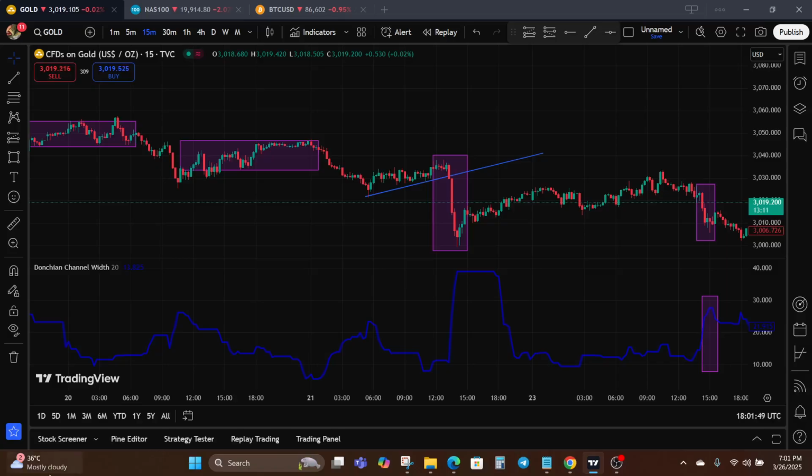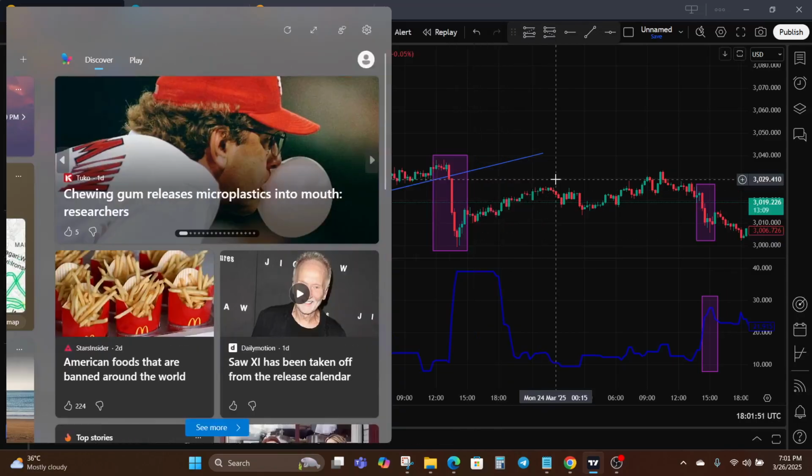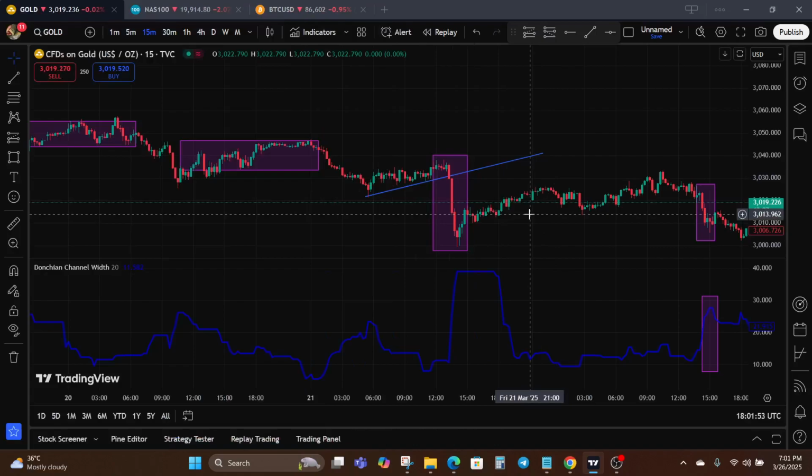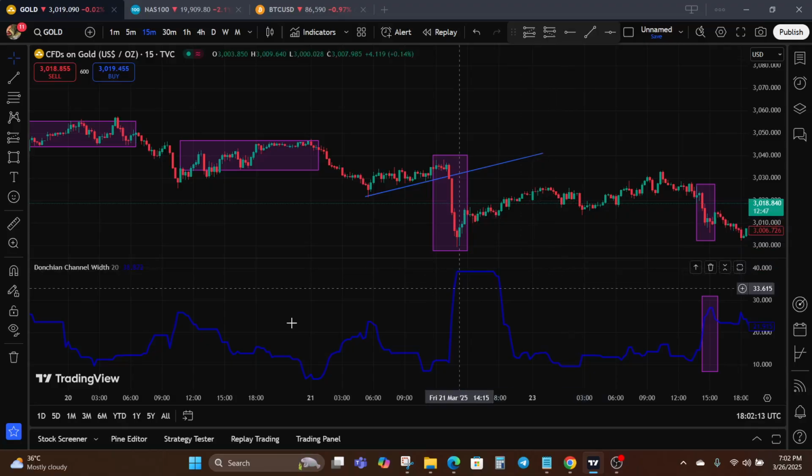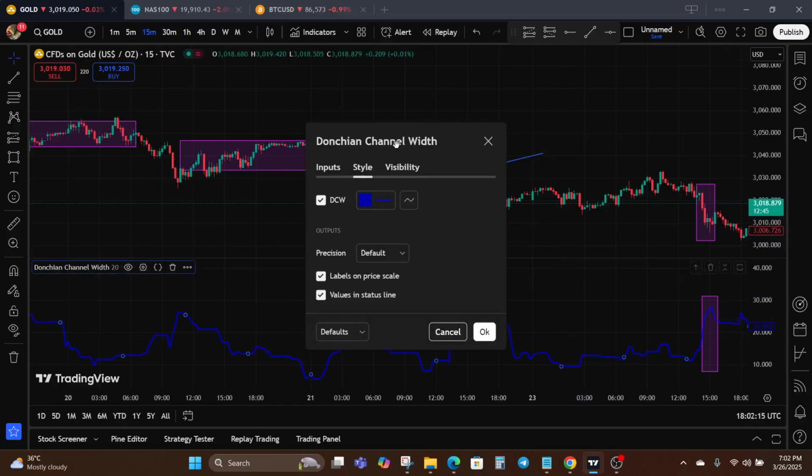So combining Donchian Channel Width with indicators like moving averages, RSI, or volume indicators can help you confirm your trade setups and limit fakeouts as much as possible. Now, talking about the best settings for the Donchian Channel Width, the best settings for the DCW depend on the type of market that you are trading.